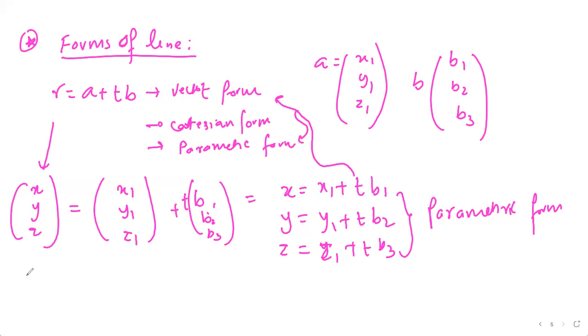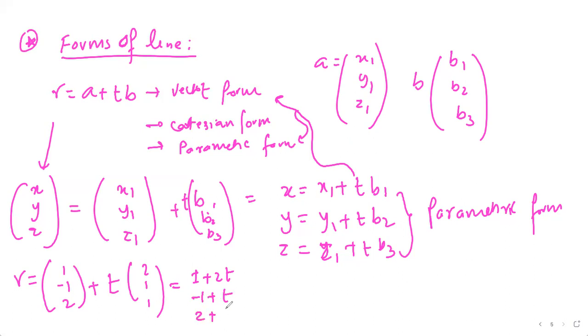Now I'll give a parallel example. Let's say a line is (1, -1, 2) plus t times (2, 1, 1), and I want to write this equation in parametric form. So there's going to be 1 plus 2t, -1 plus t, and 2 plus t. If you simplify this, that's your x, y, and z coordinate. So the parametric form gives any general coordinate on that given line for a fixed t value. If you put t as 1, I'll get one coordinate, t as 2, I'll get a second coordinate. That's why this is referred to as a parametric form, because the equation depends purely on t values.